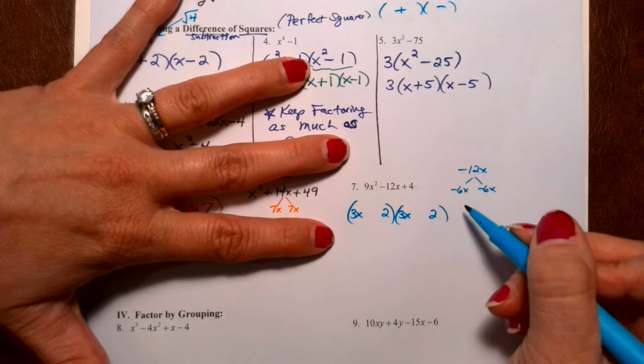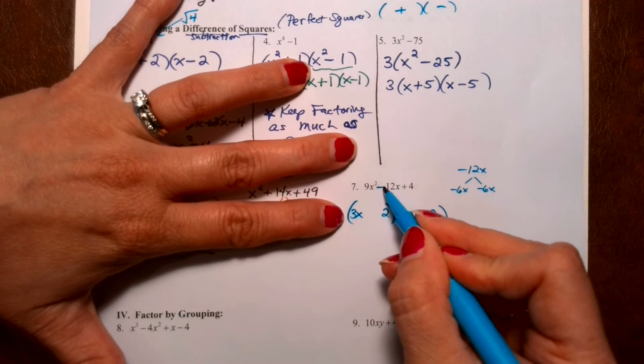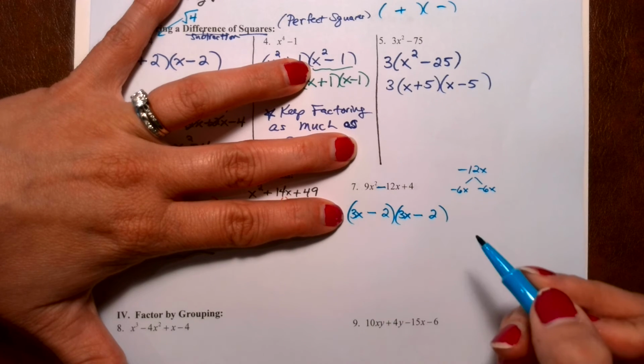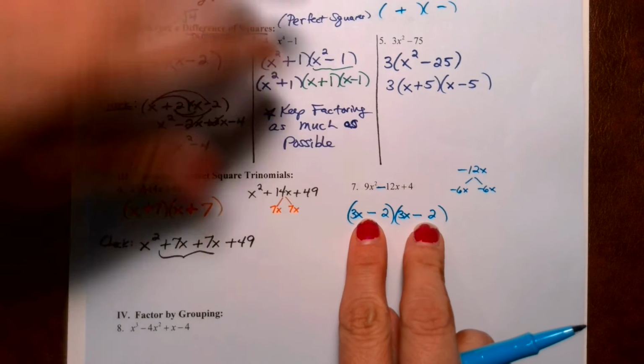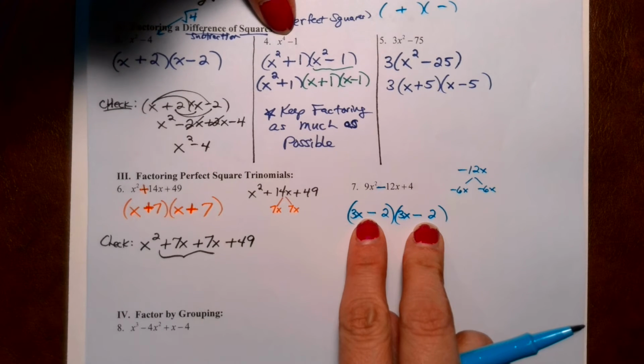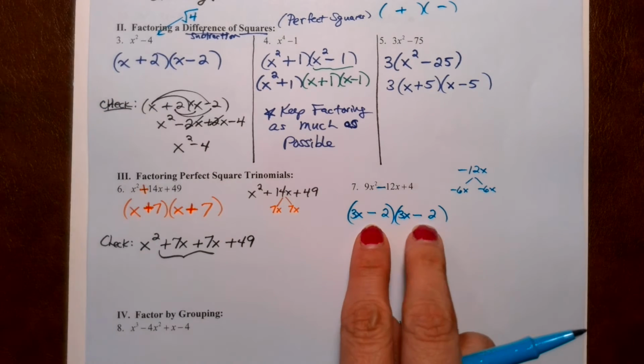So how is that going to work? If this is a minus sign, these both get minus signs. You can't put a plus and minus because then you'd only have 2 terms like these perfect square trinomials up here. It's got to be the same sign.